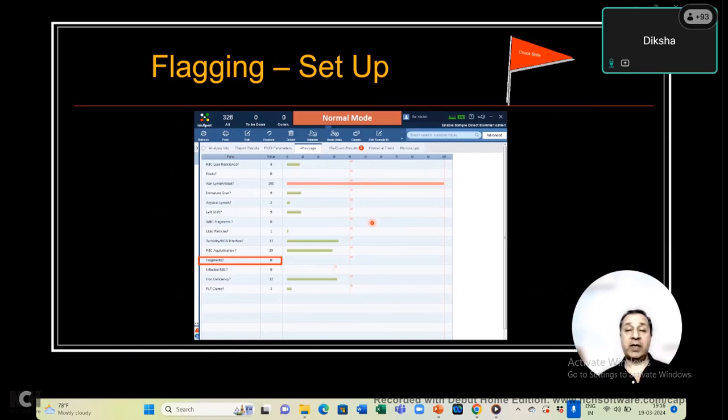However, many times these flags may either be set at a threshold which might not be optimal for the kind of samples or the kind of workload that you handle, or it might have been set up in such a way which is not giving you the right information regarding the kind of samples that you're dealing with in your lab. So therefore, customization of flagging becomes extremely important.